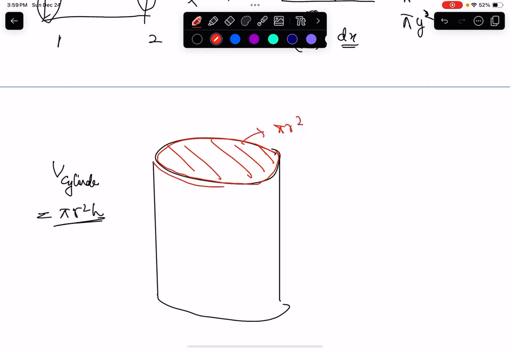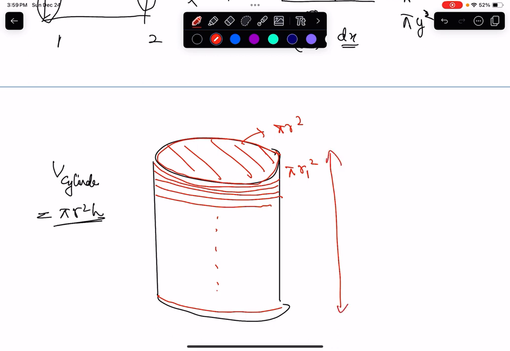Okay. Then after that, we take another circle. The area of that circle is pi r1 squared. Then we take another circle, then another circle, then another circle, and we keep on doing this for the entire height of h. Okay. So if you have pi r squared circles, you multiply it by the height h to get your volume. So if you think about it, the volume is equal to the area multiplied by the height. So area is pi r squared.